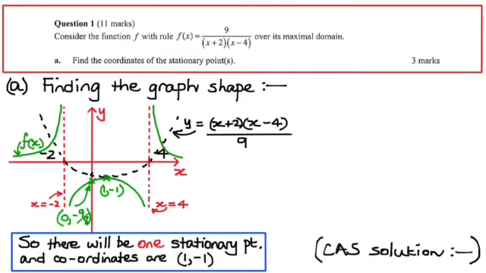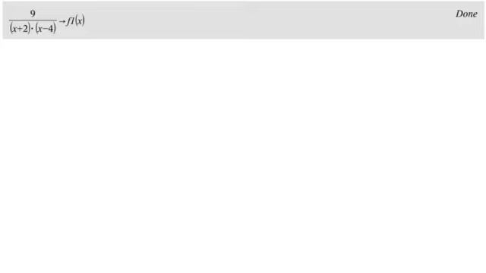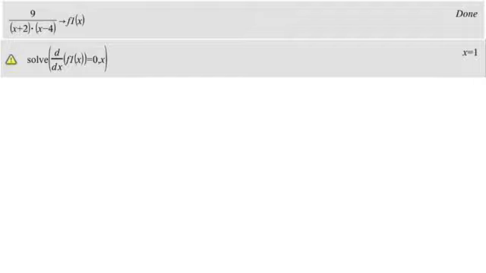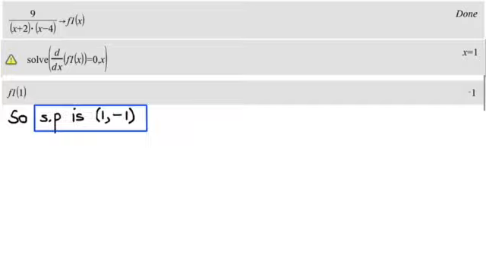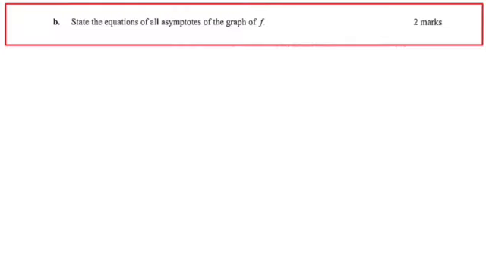Easy, 3 marks. Here comes the CAS solution, if you like doing it with the CAS. There's the function put in as f1 of x, and then I've solved for the derivative equals 0, okay? And then I find the value of the function when x is 1, and that's where the derivative equals 0. But look, guys, without a feel for it, I don't trust CAS, because CAS can do some pretty weird things. So I'm a little bit wary about the CAS at times, but that's the stationary point again.